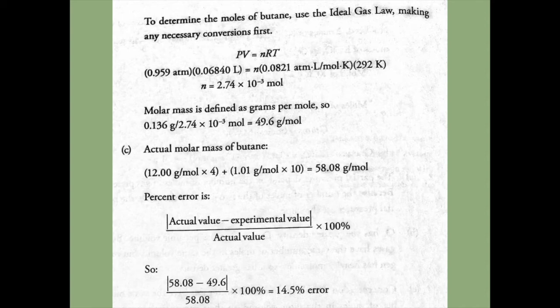In C, it says if the formula of butane is C4H10, determine the percent error. So for butane, if I use that formula, the molar mass of butane is actually 58.